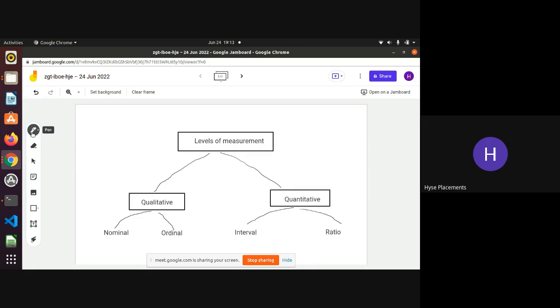Right. Coming to quantitative, there are two levels, interval and ratio. Interval and ratio both represent numbers. However, ratio has a true zero while interval doesn't. That means ratio can have a true zero value, but interval doesn't have a true zero value, because interval is something where you start from one point and you end at one point.